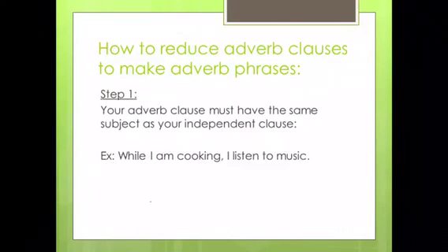The first thing we need to do is look at both of our clauses' subjects. So in the first, we have I. In the second, I too. That's great. If we both have the same subject, we can keep moving ahead. But we want to delete our first subject. In other words, that subject in our adverb clause only.